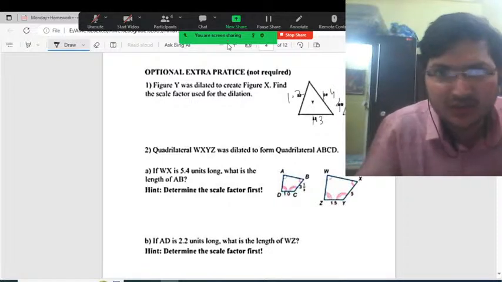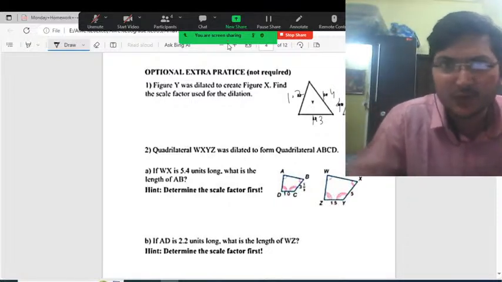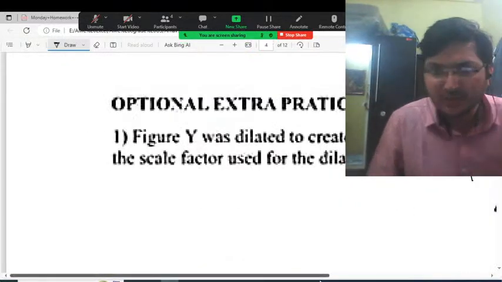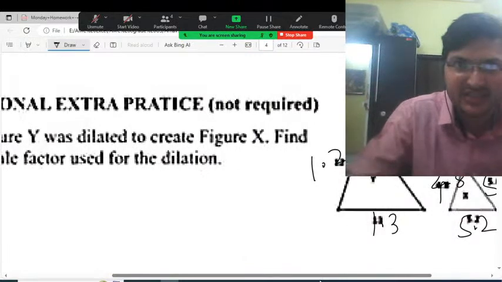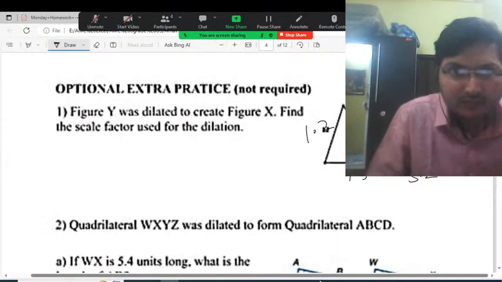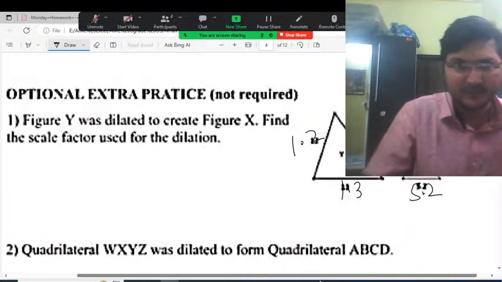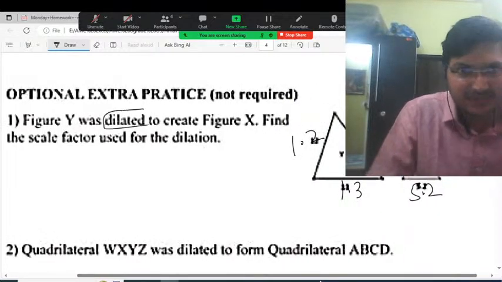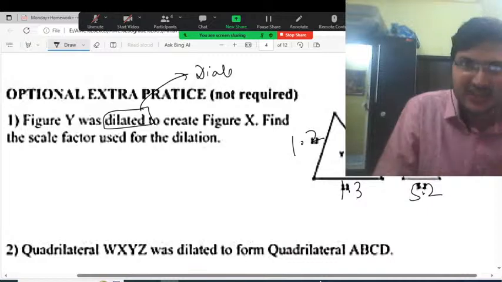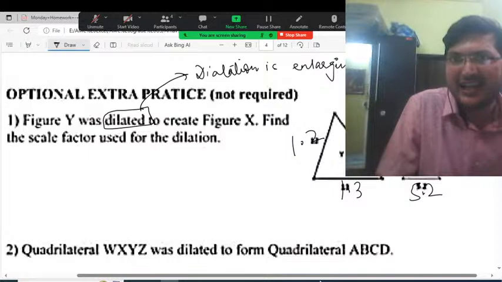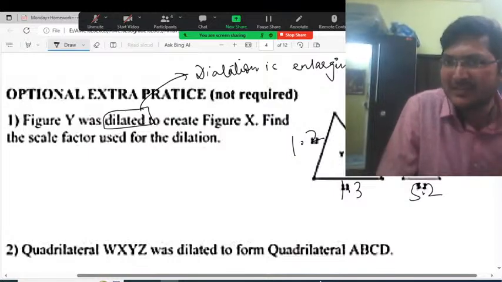These are two figures. We need to tell the scale. Okay, I'm telling a very interesting factor now. Whenever dilation occurs, you know the meaning of dilation. Try to understand the meaning of dilation. Actually, in English, dilation means to enlarge something. Dilation is enlarging something, and if you are enlarging something, the angles will not change, and that's why by AAA criteria you will be able to prove them similar.